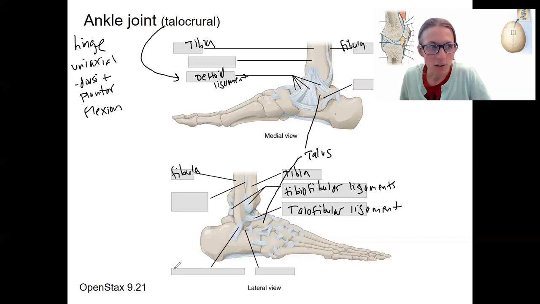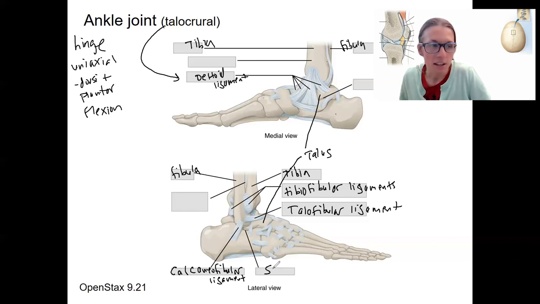We have got also a calcaneofibular ligament. So the calcaneus bone with the fibula.